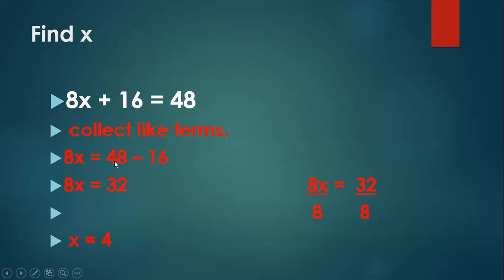8x will be equal to 48 minus 16. 8x is equal to 32. So what is 8 times x? That will give you 32. What is the value of x?